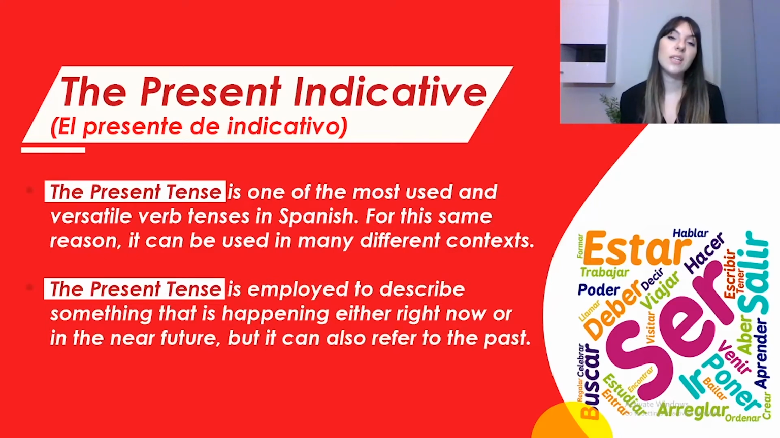It can be used in many different contexts, so it can describe either what's happening right now, in the near future, but also it can refer to the past. To form regular verbs, we cut the endings of the infinitive, ar, er, ir, and we add the endings for the present tense, which are the ones in color.